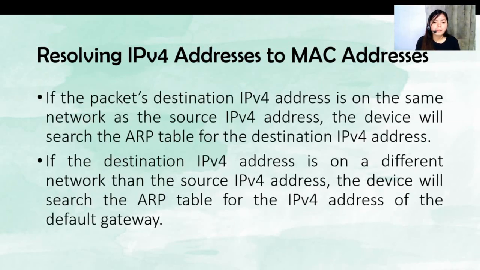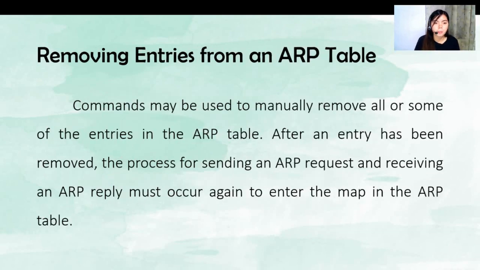If the packet's destination IPv4 address is on the same network as the source IPv4 address, the device will search the ARP table for the destination IPv4 address. If the destination IPv4 address is on a different network than the source IPv4 address, the device will search the ARP table for the IPv4 address of the default gateway.